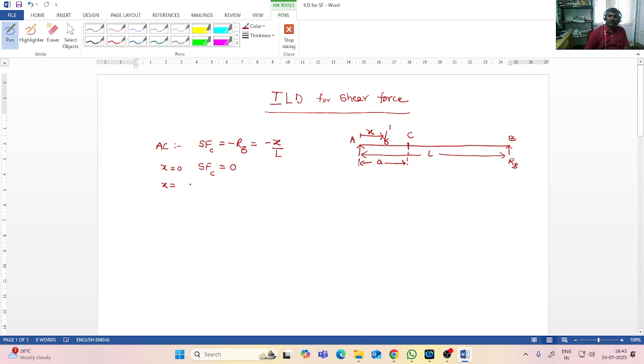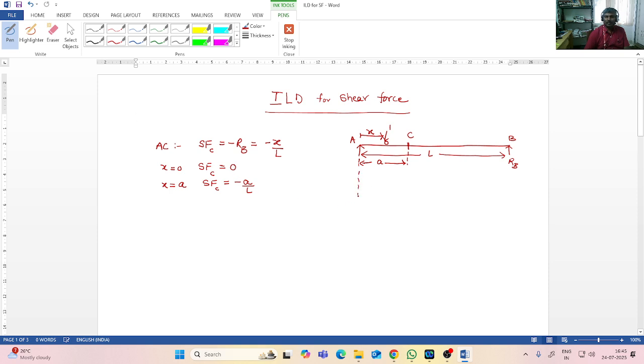Then when the unit load is reaching C, the x will become a. So in that case, shear force at C is equal to minus a by L. So now you can observe that when the unit load is moving from A to C, the shear force values are changing from 0 to minus a by L.